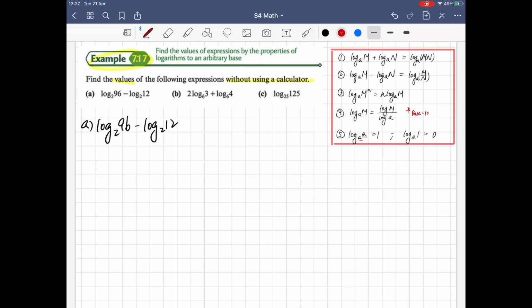As you can see, they are using the same base, and therefore we can apply the property 2, so that we have log 96 over 12 with base 2. After calculation, we have log 8 with base 2. Okay, and for the 8, we can further simplify into 2 to the power 3. And finally, we can get the answer 3.